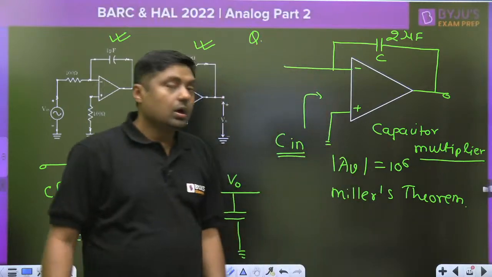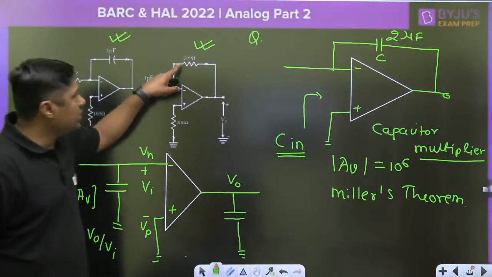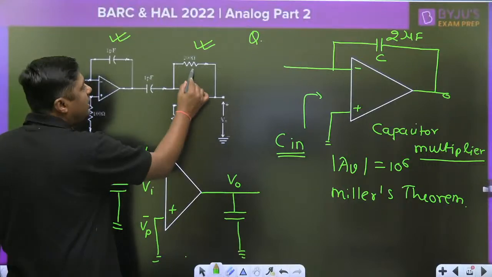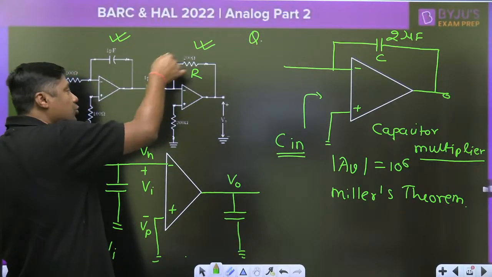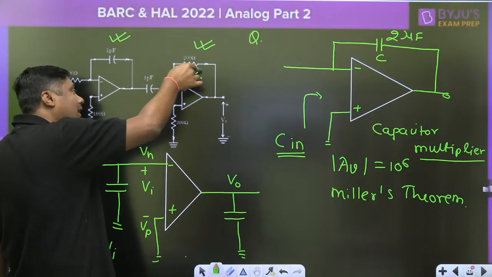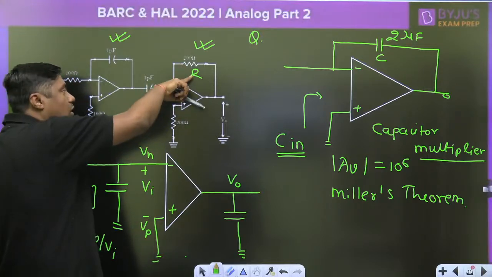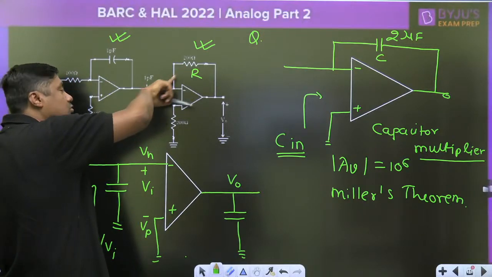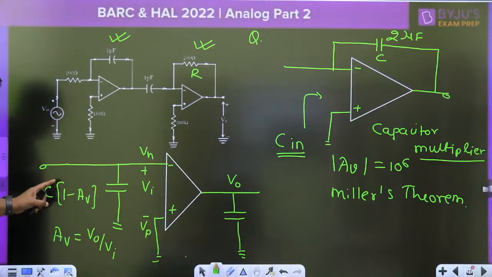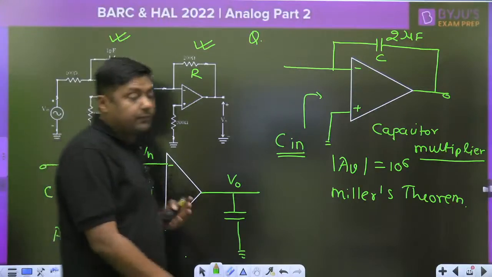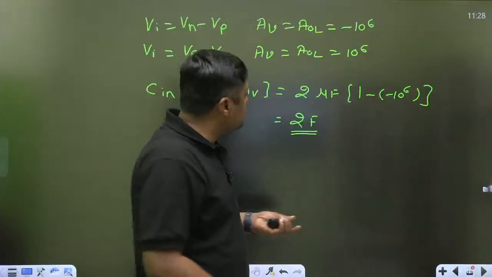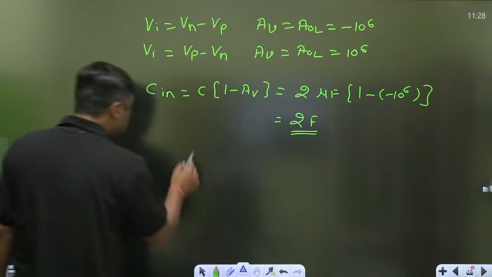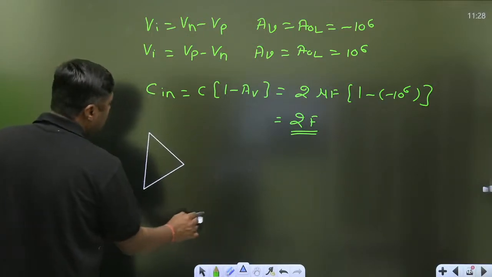And similarly, in this case, we can reduce the value of R. Already we have solved one question. You can use Miller's theorem and the value of R will decrease. Why? Because by Miller's theorem, the actual R is R upon 1 minus Av. In case of a capacitor, it is multiplied, but in case of a resistor, it is divided. We can say it is a resistor divider circuit. We can reduce the value of the resistor by using this circuit.